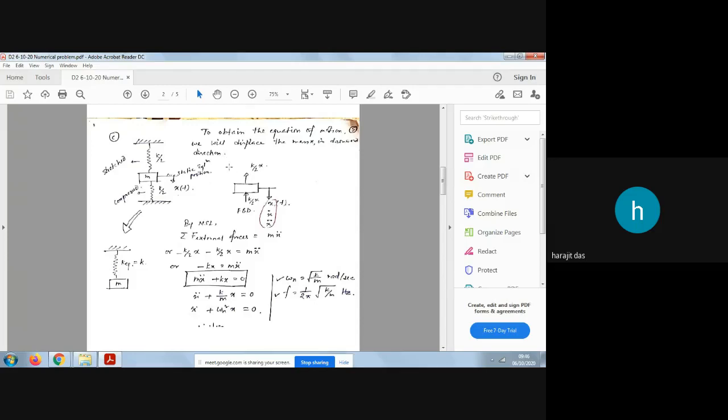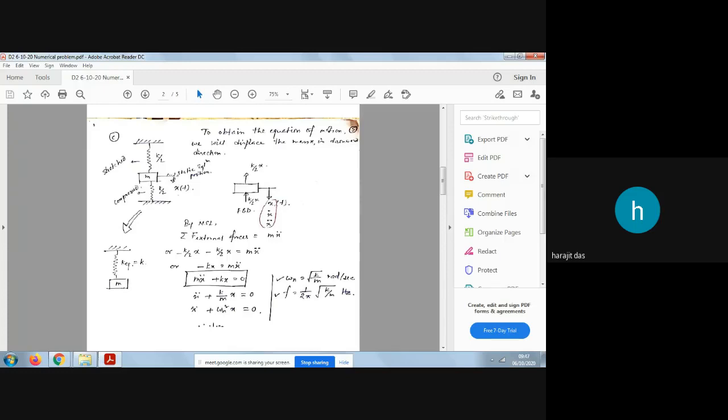In the solution you will write that, let's suppose the mass is displaced by x in the downward direction. Full stop. After the full stop you need to write the same assumption: all the parameters taken in the downward direction will be positive, and all the parameters taken in the upward direction will be negative. So we give some initial displacement to the mass in the downward direction, that is x, which is a function of t.